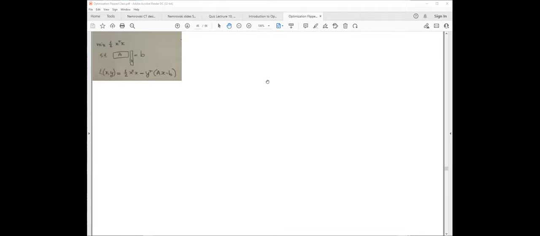Just I want to put it on record. Yair mentioned that dual function is concave, and this of course right. And dual function is concave, even if the original problem is not convex. This is very important fact and very widely used.